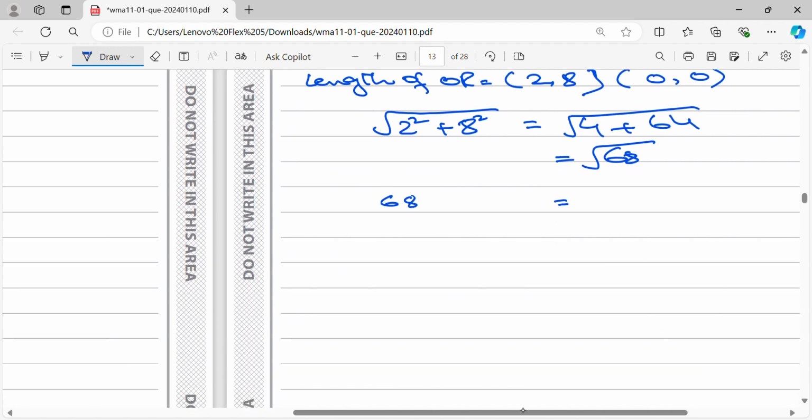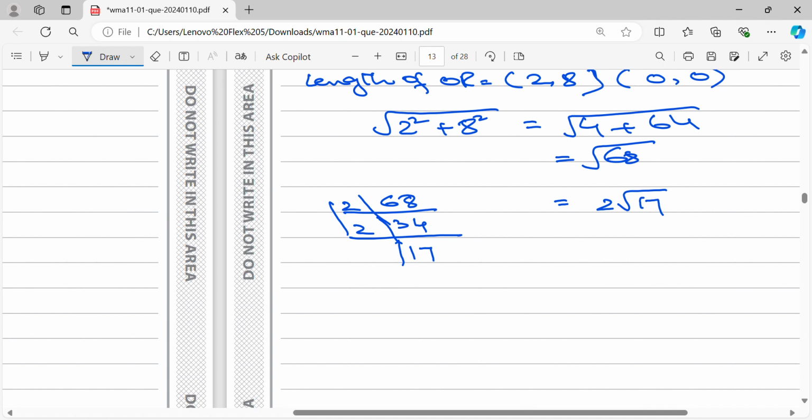So 68, let's check. Let's write down the prime factors of 68. I'm doing a ladder method. You can use the tree method. I'm just trying to write it in exact form. You can use a calculator. So if you enter root 68 in a calculator, it is basically 2 root 17. If you do it mentally, you can get here. So 2 root 17 is the same thing.